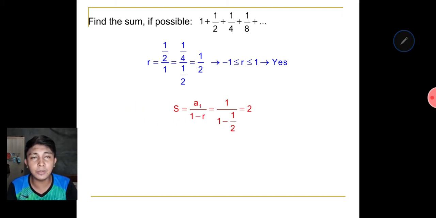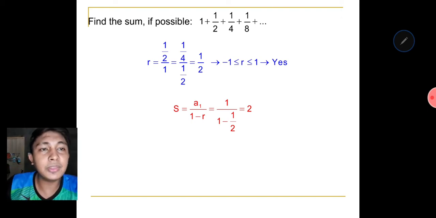So using the formula, S is equal to a sub 1 over 1 minus r is equal to 1 over 1 minus r, which is 1/2. So 1 minus 1/2, that is 1/2. So the quotient is equivalent to 2.